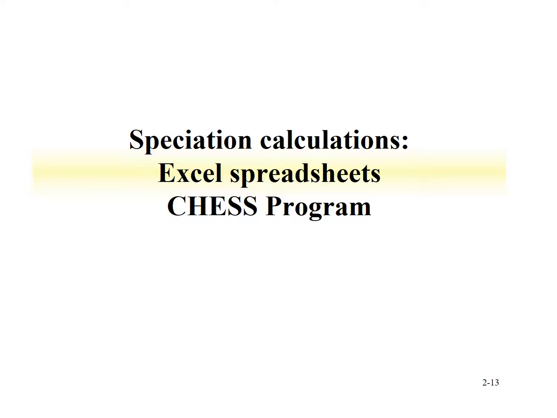Now that we've discussed how to set up these equations, the next step is to actually solve for them. We're going to give a few different examples, two primarily, one using an Excel spreadsheet to set up the equations, and a second one using a program called JChess. JChess is a speciation program, and it's one of many available programs, both commercial and freely available, that one can use for speciation calculations.